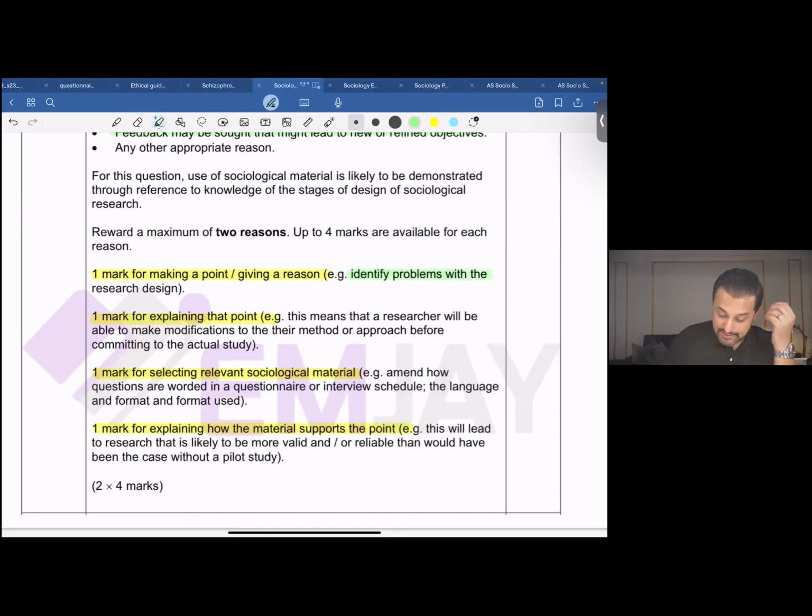If the point is identifying problems with the research design, this means that a researcher will be able to make modifications to the method or approach before committing to the actual study, and maybe amend how questions are worded in a questionnaire or interview schedule, the language and format used. This will lead to research that is likely to be more valid and or reliable than would have been the case without a pilot study.